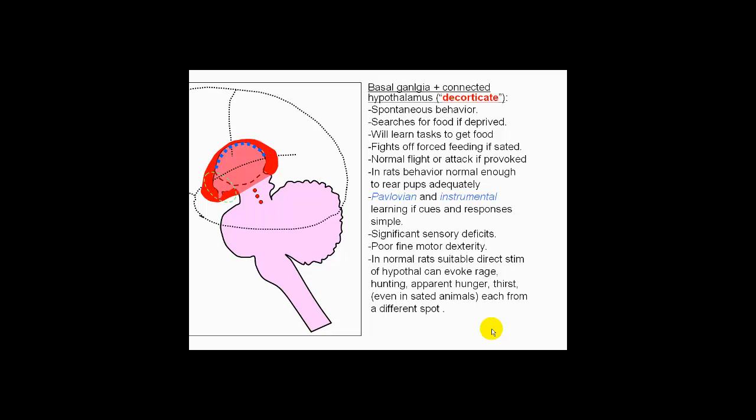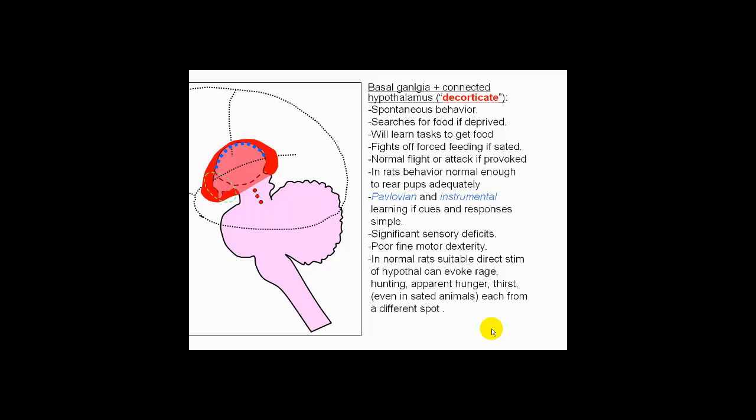But if we no longer sever the connections of the hypothalamus to the rest of the brain, but everything else is still the same, the cortex is still gone, we have what is sometimes called a hypothalamic animal, but it's got the basal ganglia plus the connected hypothalamus. Sorry, it's more often called a decorticate animal, because the main thing you've actually done is remove the cortex. The whole picture changes.